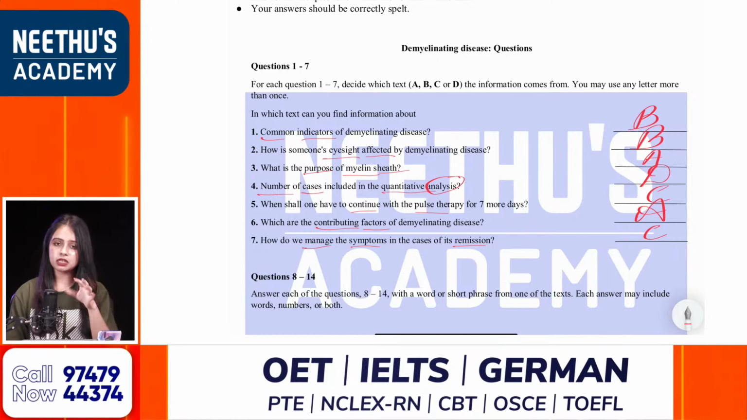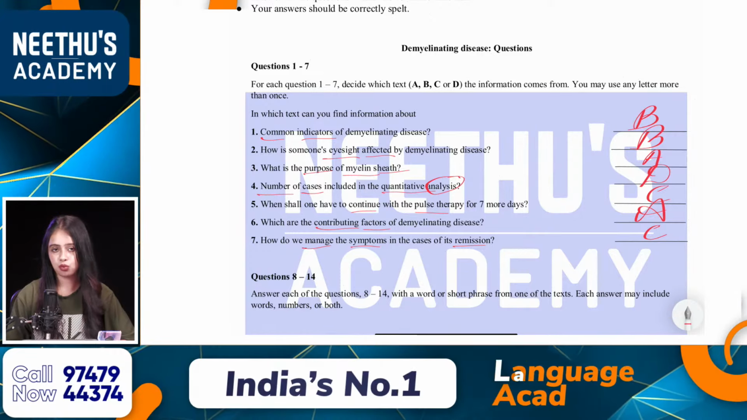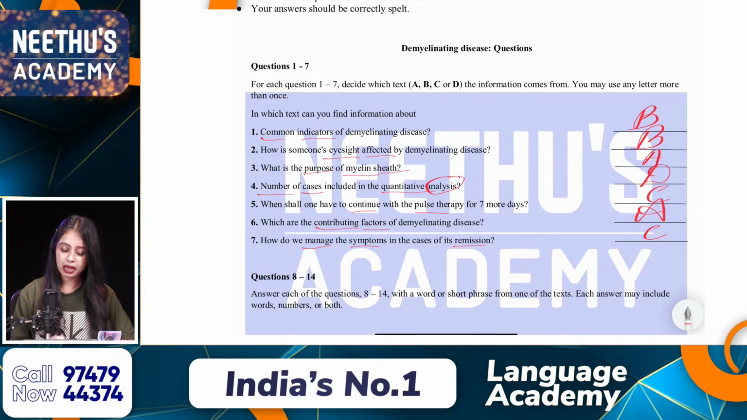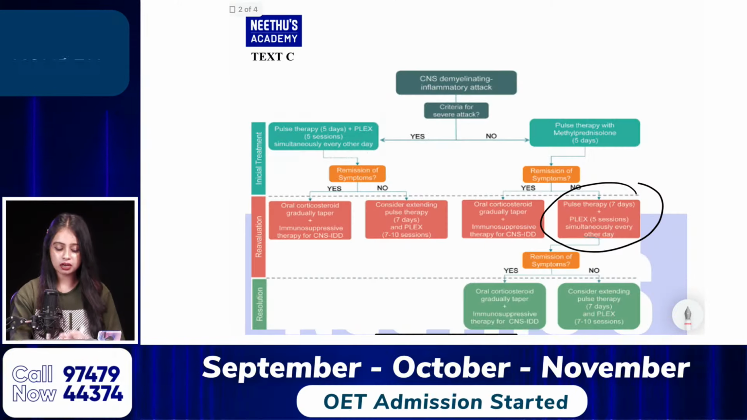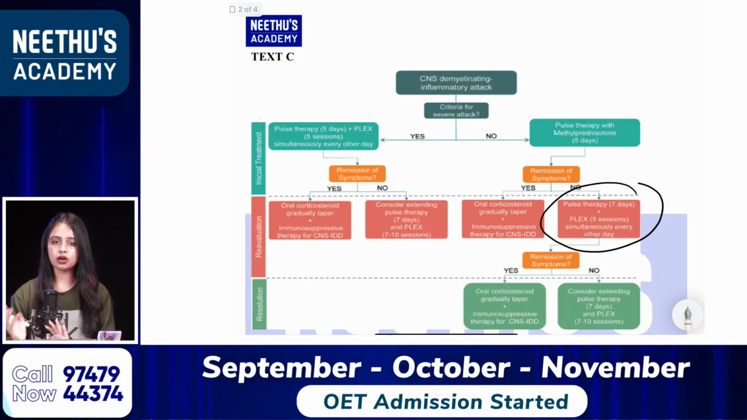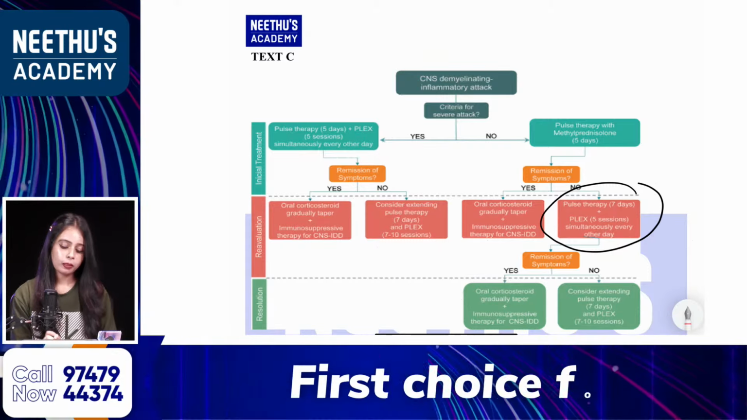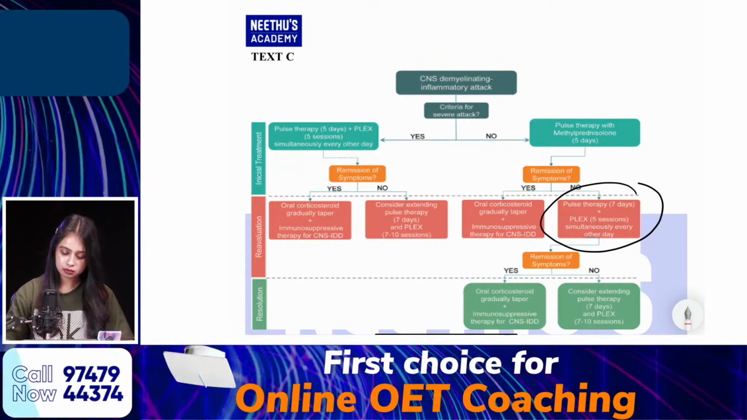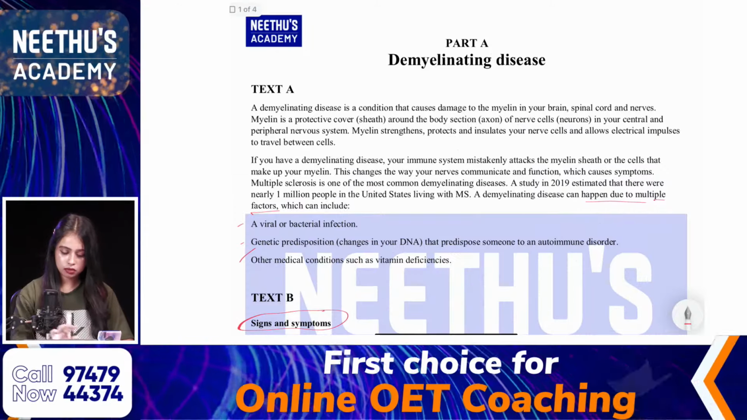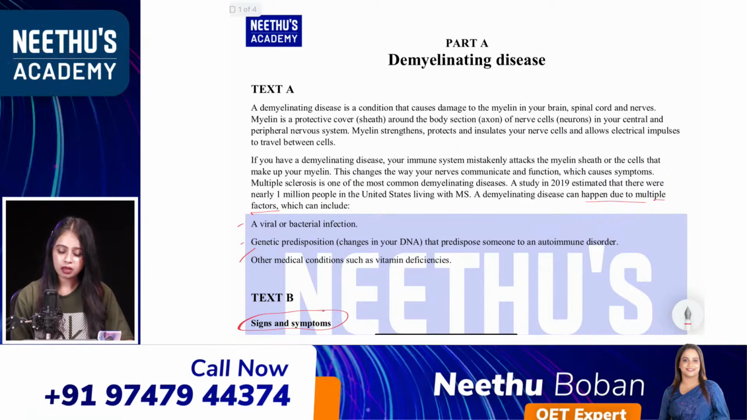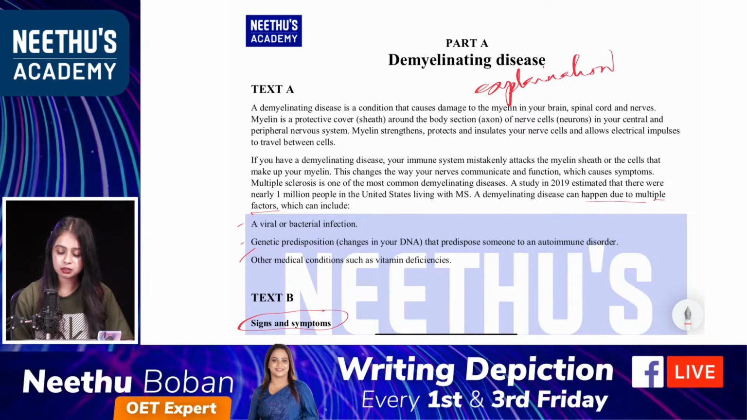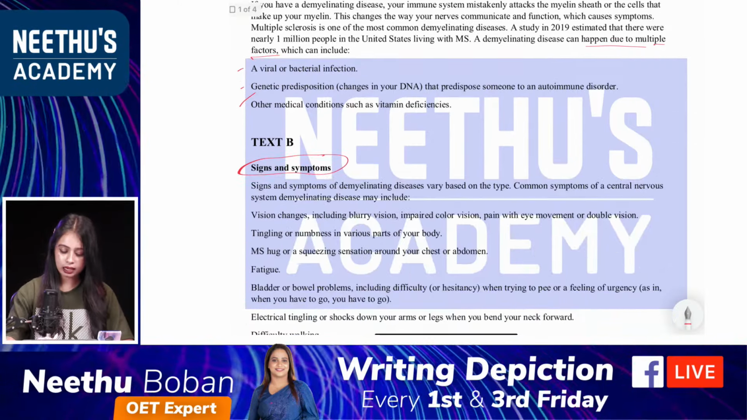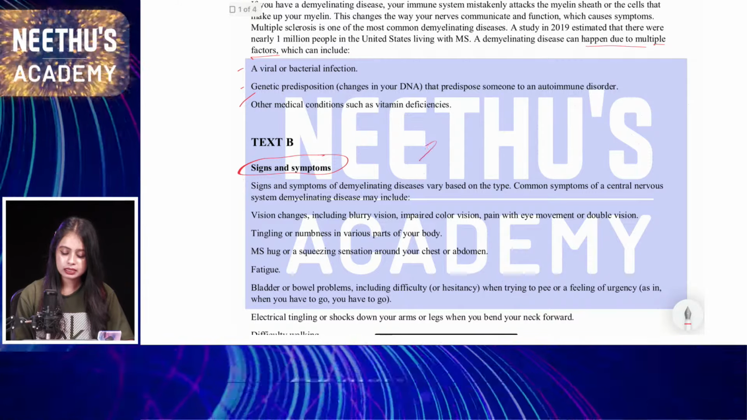Why? Okay, when we see symptoms we think it is text B, because signs and symptoms are mentioned there, but no. How to manage the symptoms, how to manage the disease condition is mentioned in text C with a lot of methods and measures. The first one is all about the explanation of the disease condition. Okay, explanation. The second text is all about symptoms.